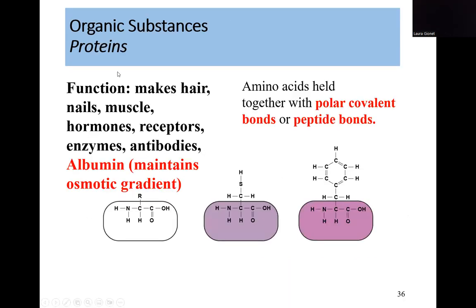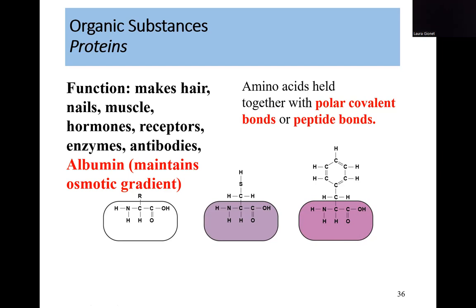Okay, so proteins not only form albumin, which in red here maintains an osmotic gradient, you're going to get that again later, but they also form hair, nails, muscle, hormones, receptors, enzymes, antibodies. Hormones, receptors, enzymes, and antibodies are very, very specific, right? They have to be made exactly right or they won't function correctly. So again, very sophisticated function.